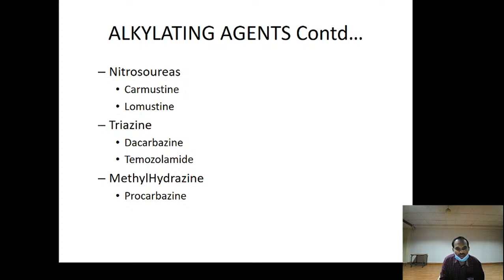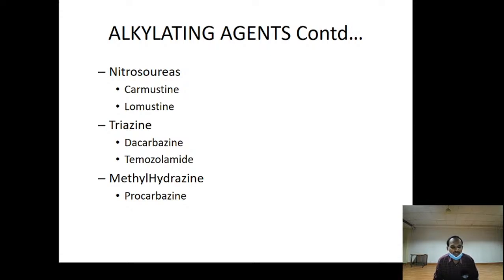So even these alkylating agents like nitrosourea, s-triazines, that is dacarbazine, and methylhydrazine, these are all very non-specific. They act on both normal cells as well as the proliferating cells. The important thing about nitrosourea is they act in the central nervous system. Carmustine, lomustine are used in treatment of central nervous system tumors. Dacarbazine, of course, in malignant melanoma. Temozolomide, again in brain tumors.